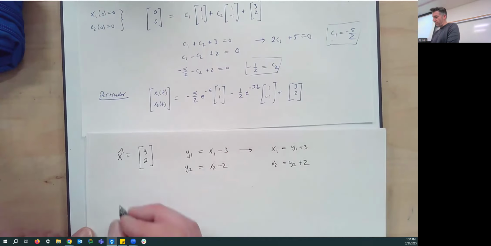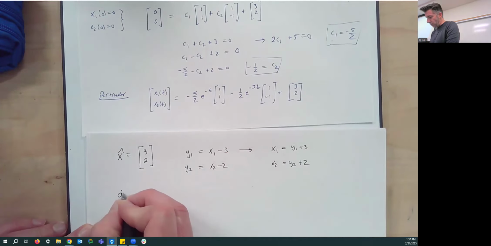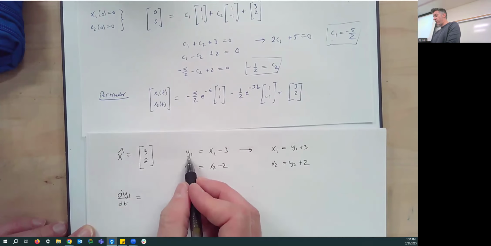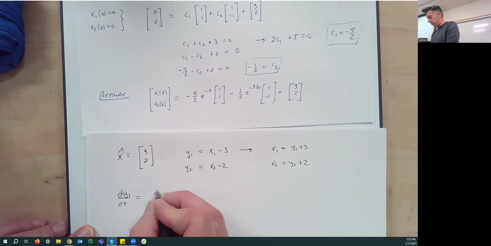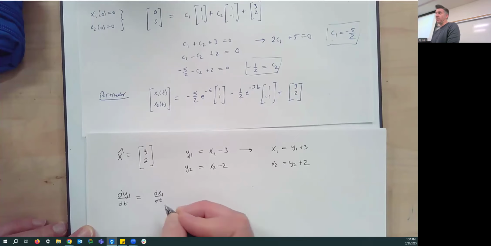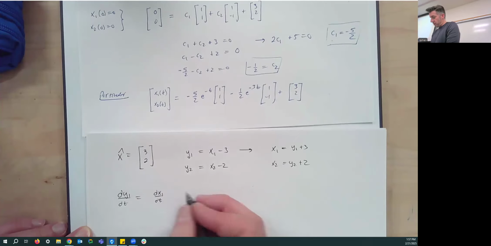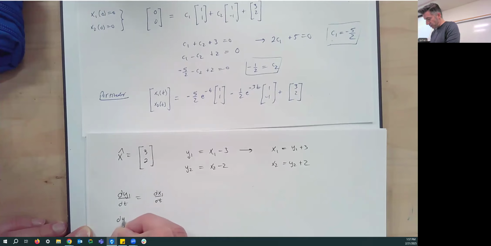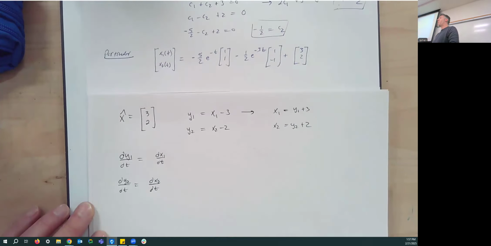Then we do the usual thing where we say, okay, great. Our dy1 dt is really equal to, well, the derivative of y1 is just going to be the derivative of x1 minus 0. Similarly, the derivative of y2 is going to be the derivative of x2 minus 0. y1 and x1, and y2 and x2, always have the same derivatives, right? When you say something is equal to something else plus or minus a constant, you're still getting the same thing.